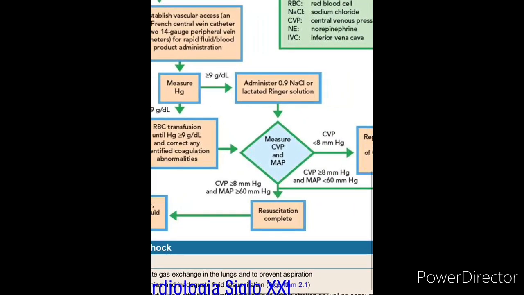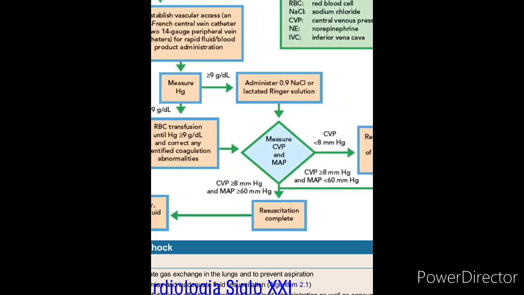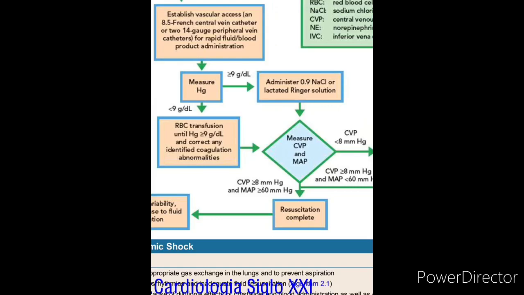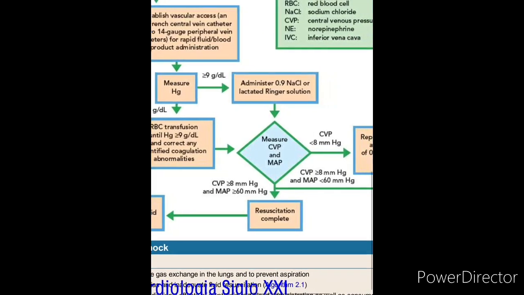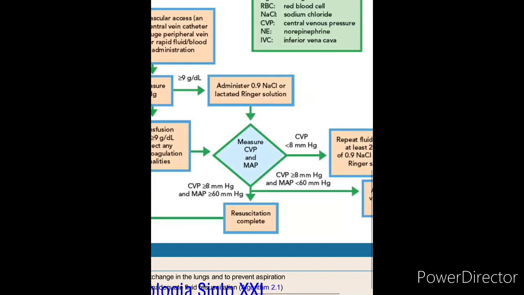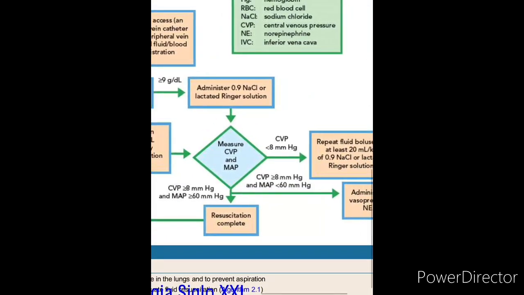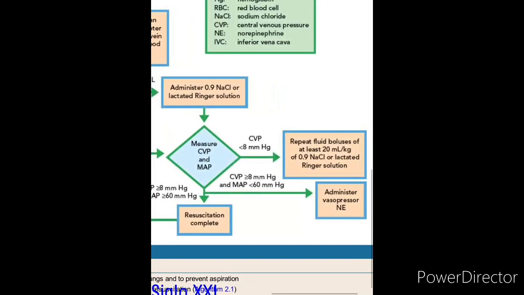After we have transfused, we measure the CVP and the mean arterial pressure. That is a continuous process. We continue to measure mean arterial pressure and the central venous pressure. Now, looking at the situation, if the central venous pressure is less than 8 millimeters of mercury, then we repeat the bolus. So the boluses are given at least 20 ml per kg. Again, it is 0.9 NS or RL.